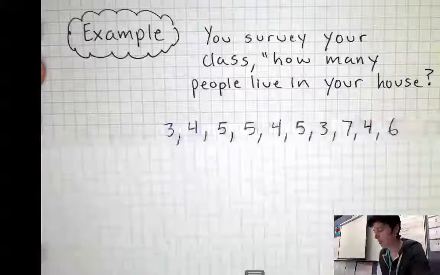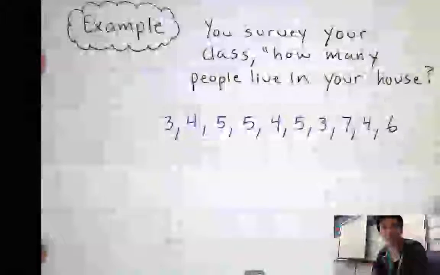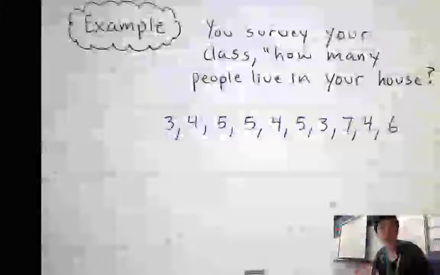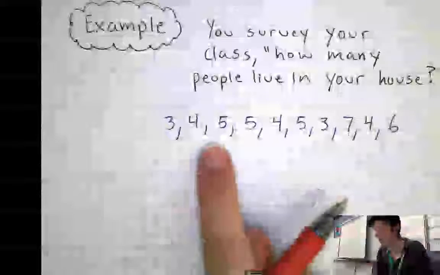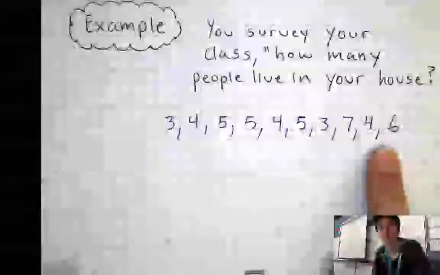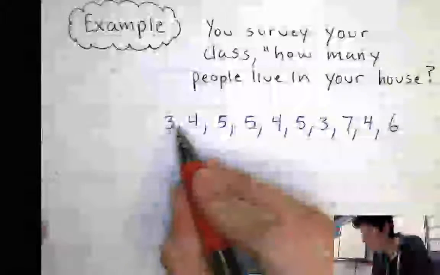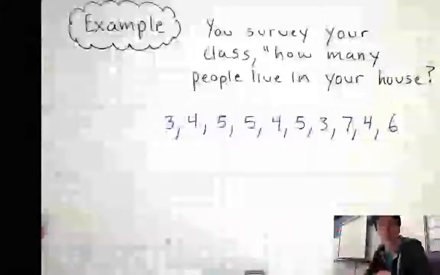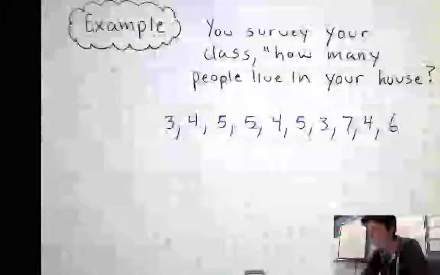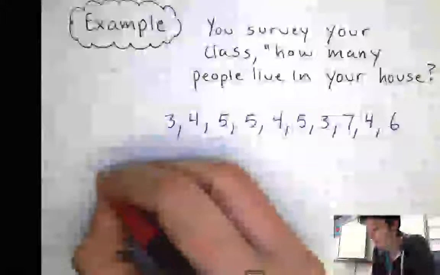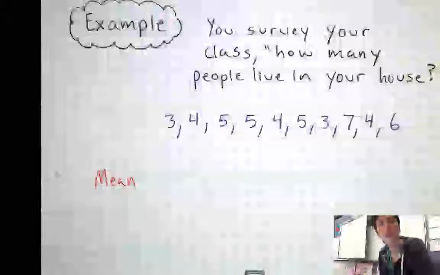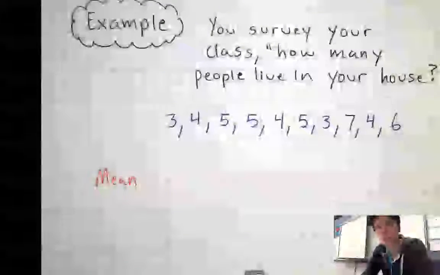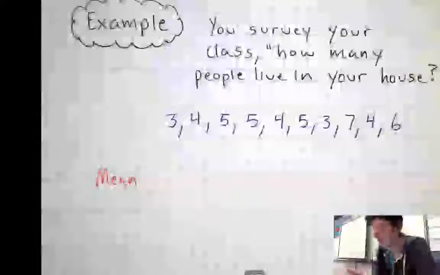So here's our data. You've gone out, you've asked your classmates, and this is what they've told you: 3 people, 4 people, 5 people, 5 people. You can see the numbers here. This is the number of people living in their houses. It looks like you asked 1, 2, 3, 4, 5, 6, 7, 8, 9, 10 students. You've asked 10 students and you've collected some data. Let's find the mean, which means let's find the average for this data. On average, how many people are living in somebody's house out of your classmates?